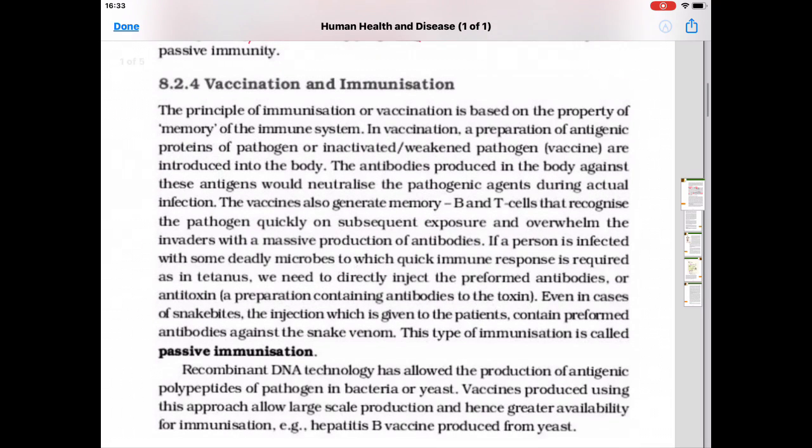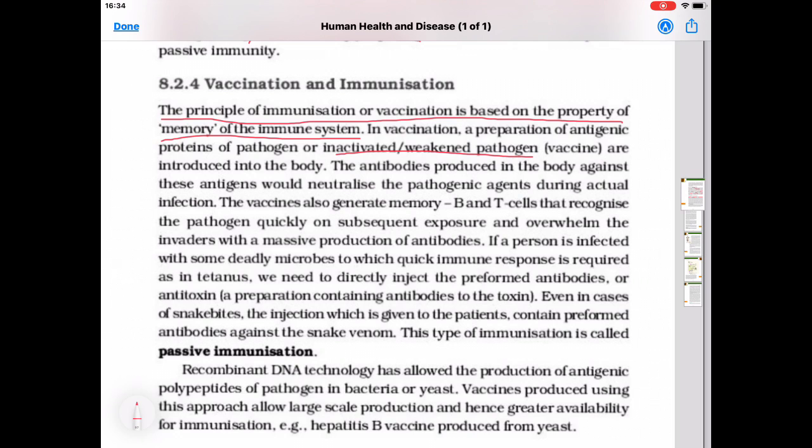Next is vaccination and immunization. First, what is vaccination? Vaccination is when a vaccine is administered into the body, mainly through injection. Immunization is what happens in our body after taking vaccination, what reaction occurs in our body. The vaccines stimulate our immune system to protect the body from future infection. The principle of immunization or vaccination is based on the property of memory of the immune system. In vaccination, a preparation of antigenic protein of the pathogen, or weakened or inactive pathogens, are introduced into the body.